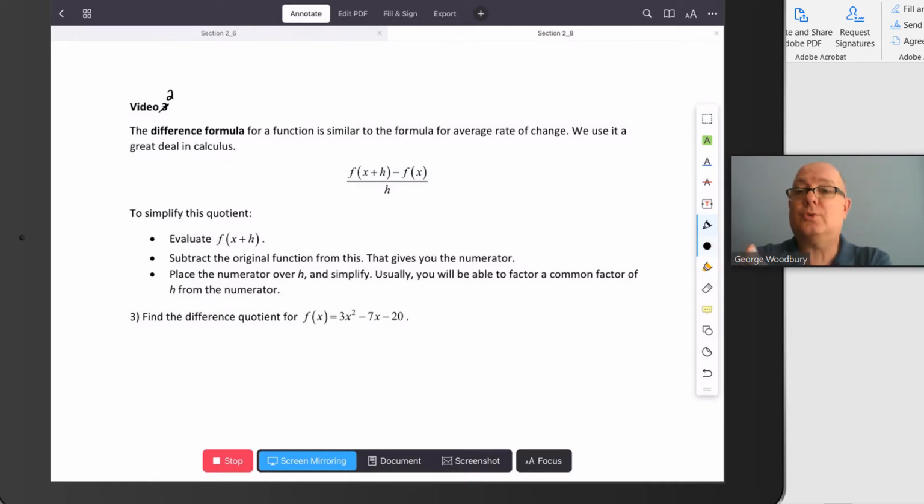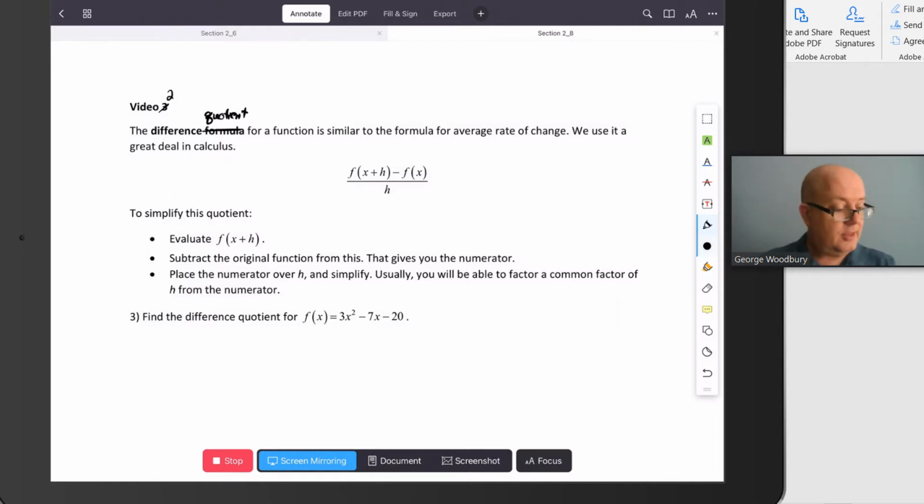Now the difference quotient, or the difference formula for a function, is similar to the formula for the average rate of change. Actually, let me rewrite that there. Difference quotient is the better way to think of this. We use this a lot in calculus to measure how much a function is changing at any instant.